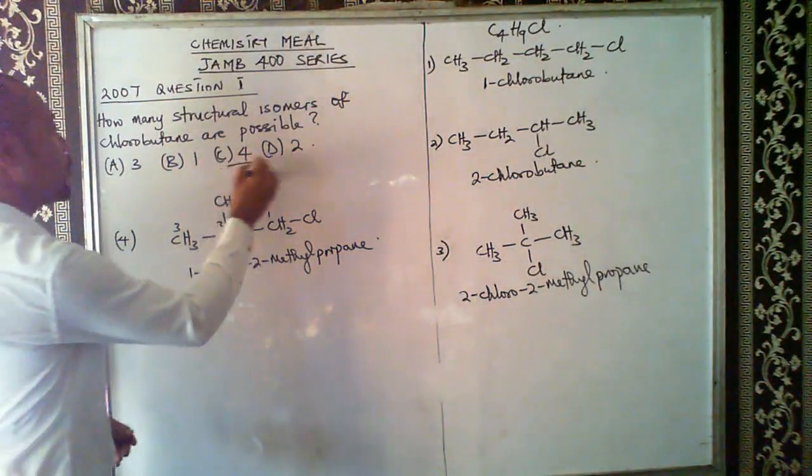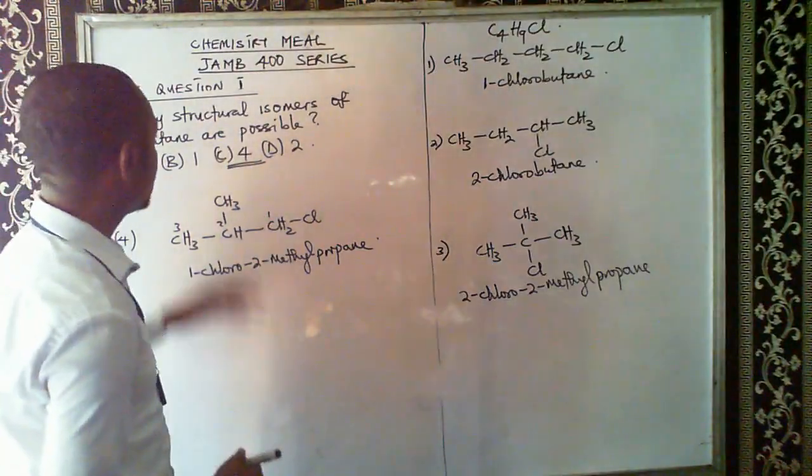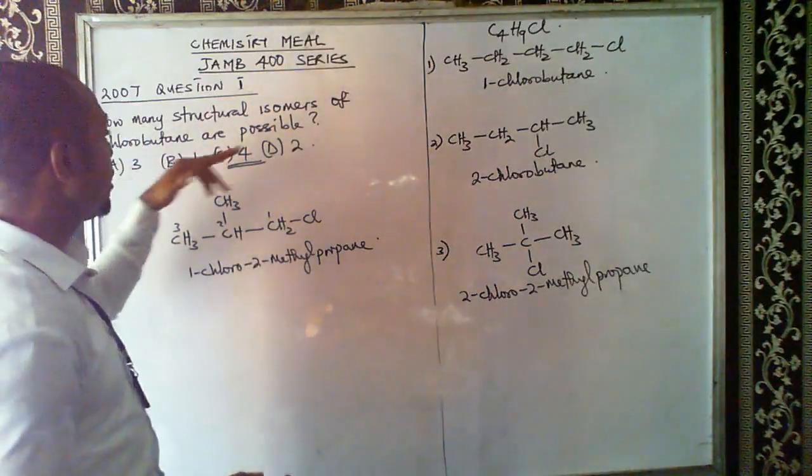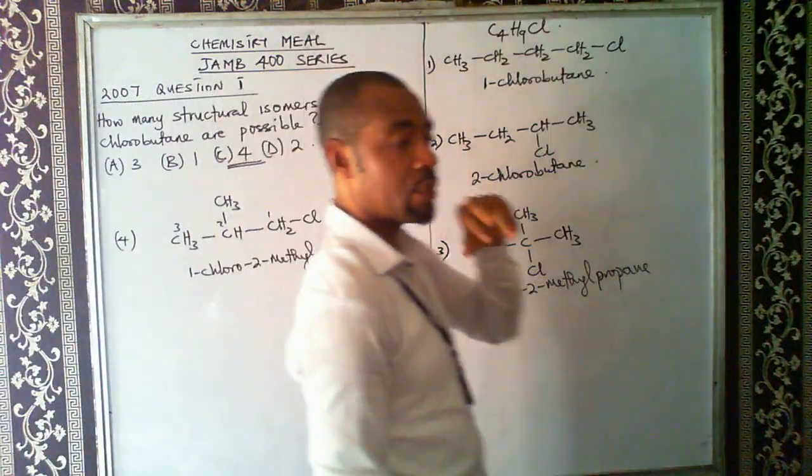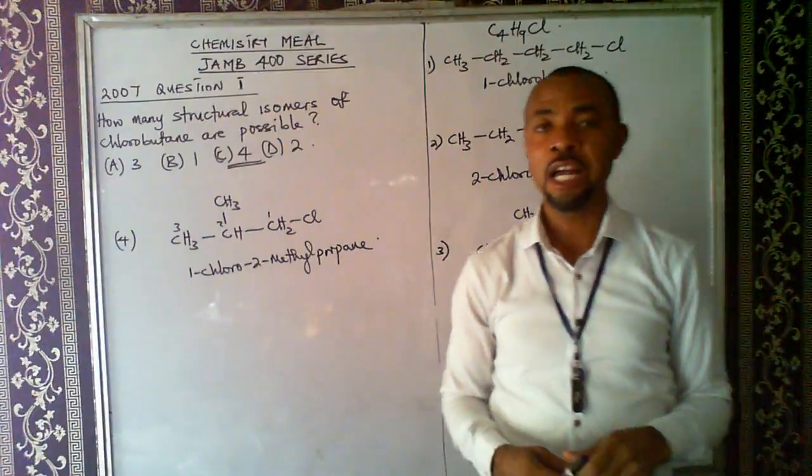So how many structural isomers are possible in chlorobutane? It is actually 4 structural isomers.